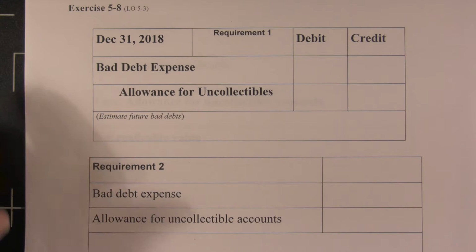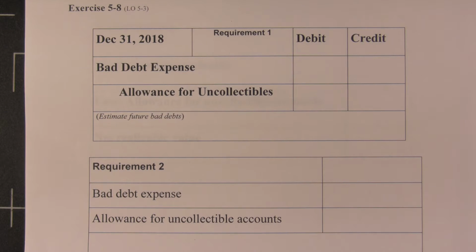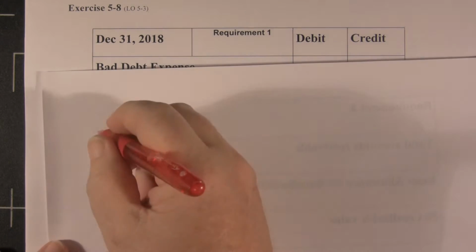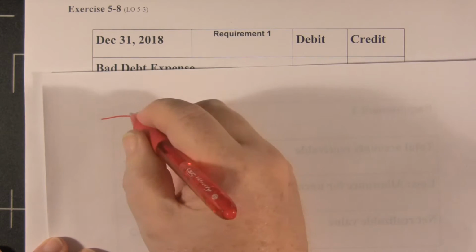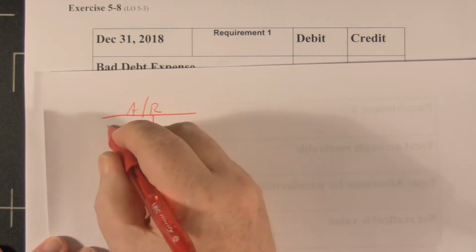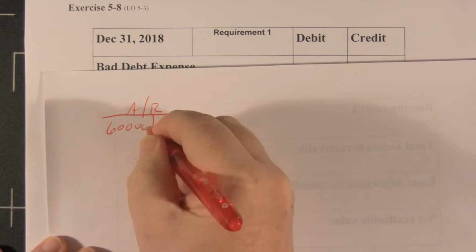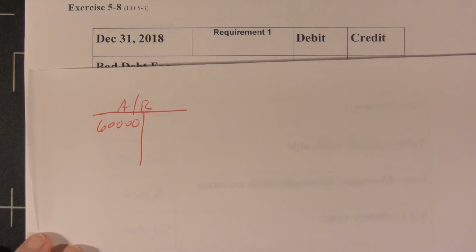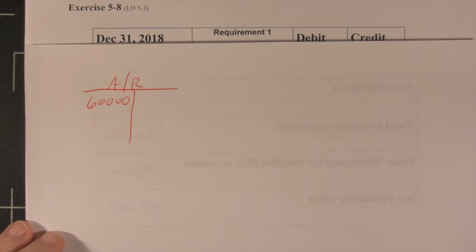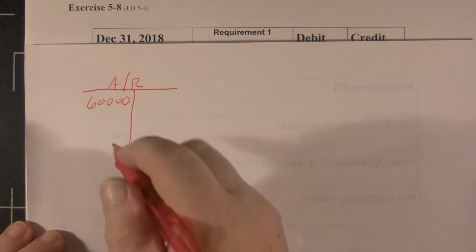Exercise 5.8 is a story about a hospital, and it just screams, bring on the T accounts. So let's take a look. It tells us the hospital has the following balances at the end of the year, before any adjustment. Accounts receivable has a debit balance of $60,000. They mustn't be a very big hospital if their accounts receivable at the end of the year is a total of $60,000.